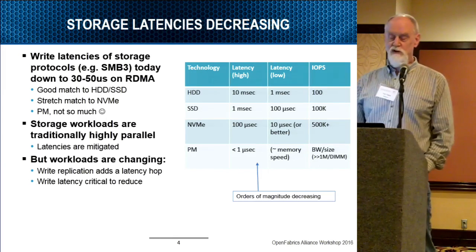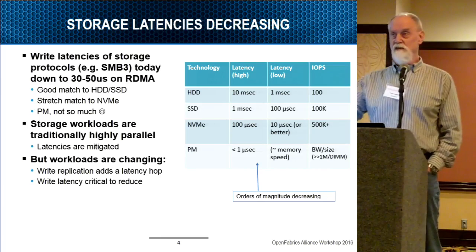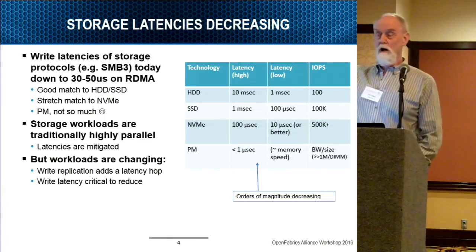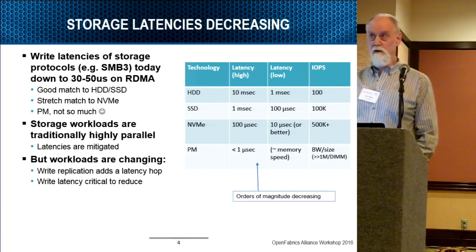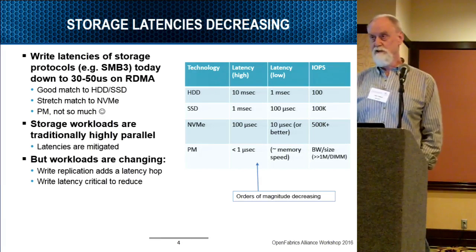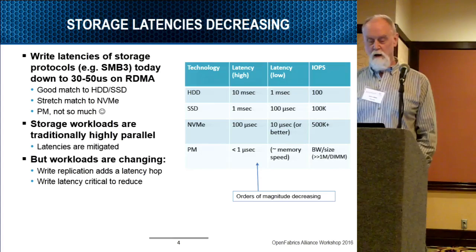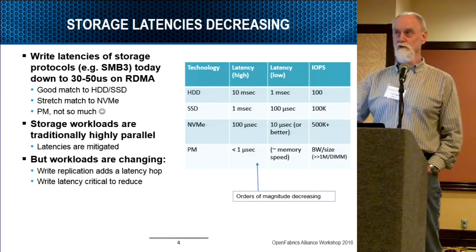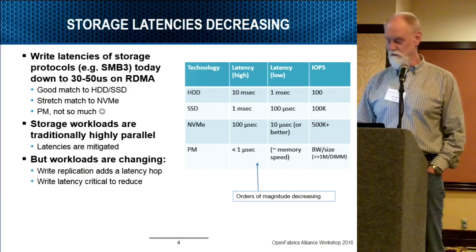But workloads are changing. Replication, right? It doesn't count to make a local copy anymore. You have to make 3 copies in separate error domains. A local copy really means nothing in terms of storage today. So write latency becomes the critical parameter to reduce. It's all about write latency in these environments.